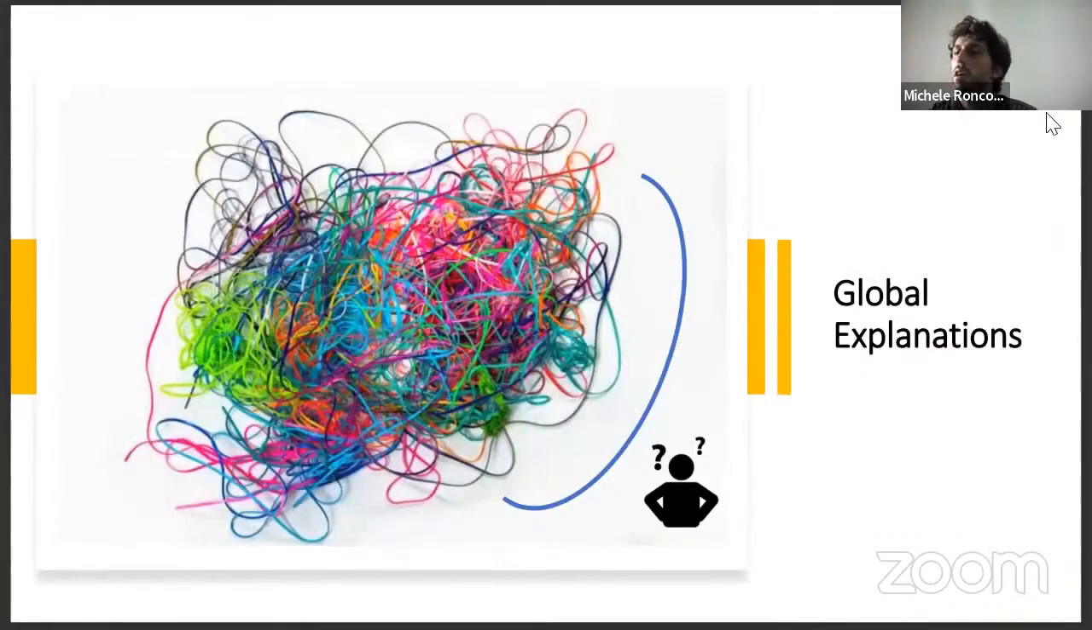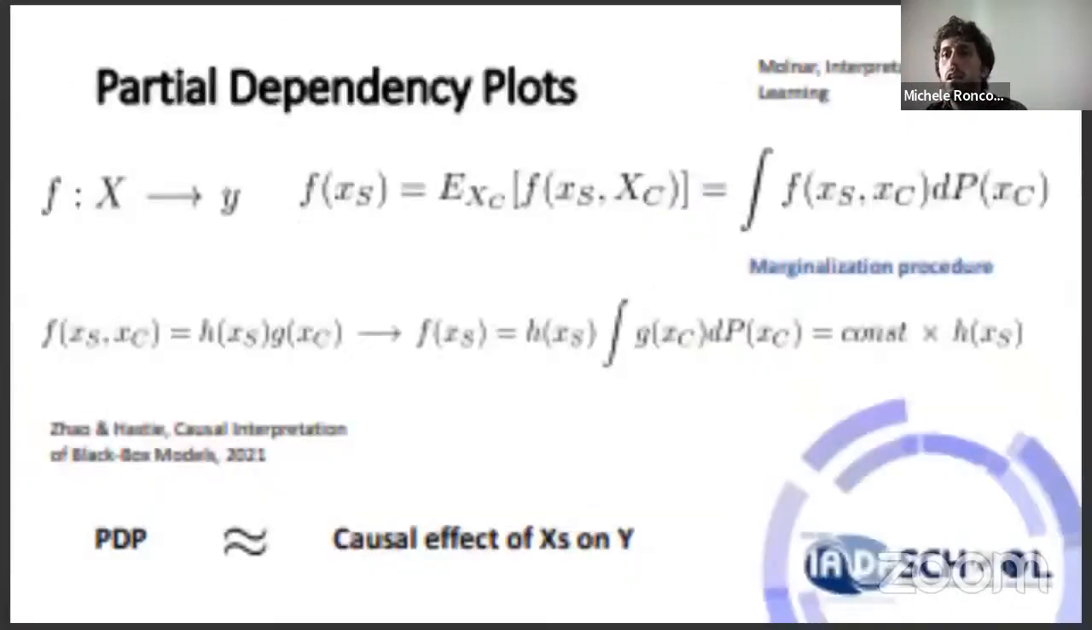So let's start with the global explanation. Global explanations, in some sense, are more ambitious, in the sense that we have this very complex model with a lot of parameters, and ideally we would like to understand what the model has learned overall, over the whole data set. And of course, this can be very complicated because ultimately, what the model has learned is the model itself. So it's very hard to understand how we can extract this information. Let's see what some of the techniques are.